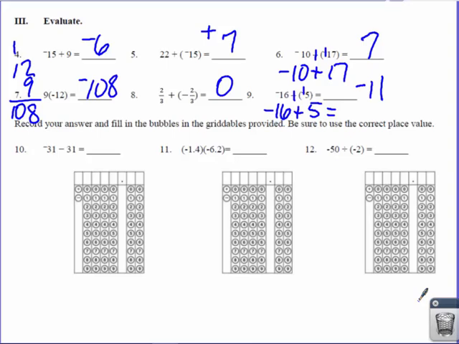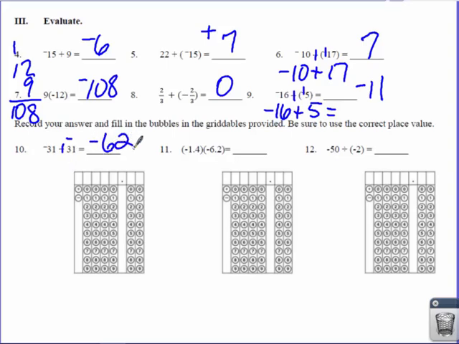Okay, now let's look at this next section. This next section is still just computation. We're still just doing the math, but I also want you to practice on your gridables. So when we look at number 10, we'll notice that it is a subtraction problem. So we're going to change subtraction to addition, next number to its opposite, and now you notice that our signs are alike, so we're going to add them together, and we end up with a negative 62.